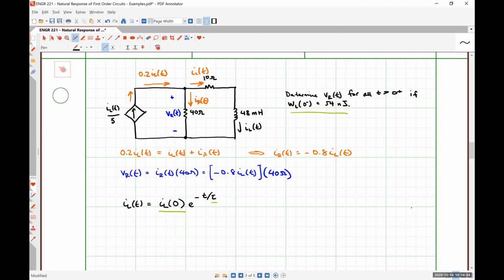But we know the energy that's being absorbed by an inductor, right? W_L is indicative of the energy that's being stored by the inductor. So what's the relationship between energy in an inductor and current through an inductor?